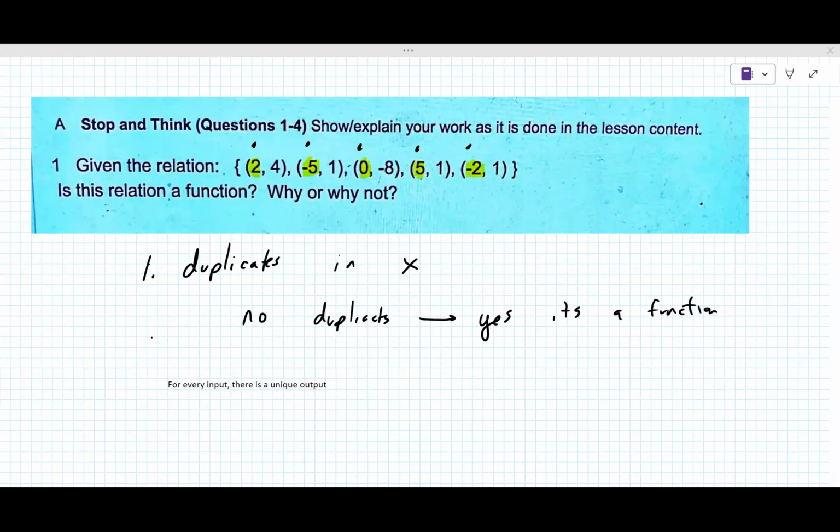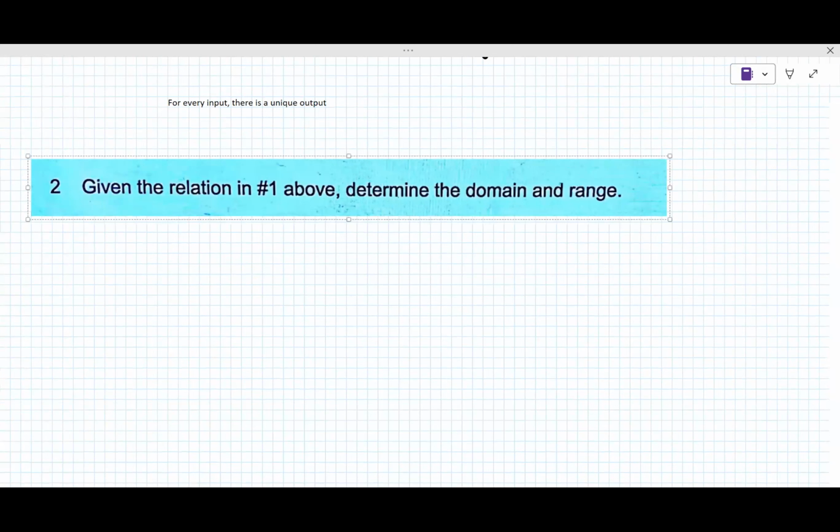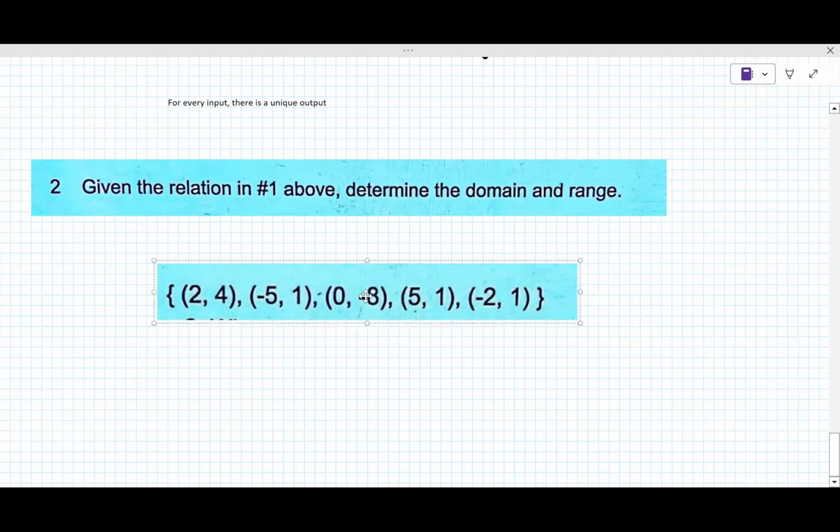All right, so for number 2, referring back to the same question, I'm going to snip in the data points one more time. Given the relation number 1 above, determine the domain and range. The domain are the X values. The range is the Y values. So let's first look at the X values: 2, -5, 0, 5, and -2.